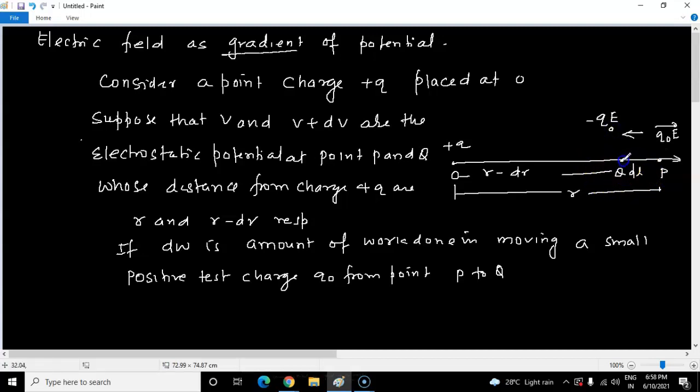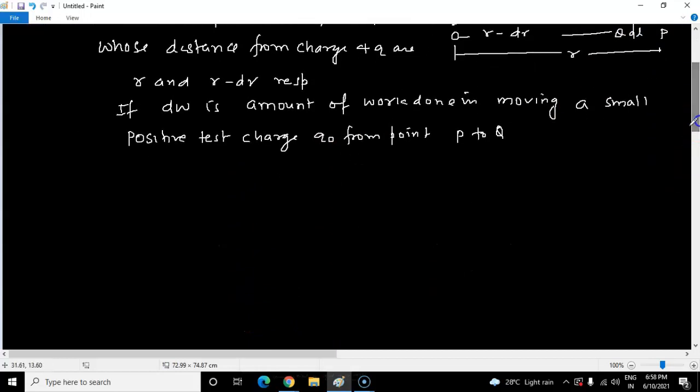So the change in potential you can write here: the initial potential is V and the final potential is V plus dV. The change in potential is final minus initial, which is equal to dW by Q naught. Right? So dV is equal to dW by Q naught. Getting?